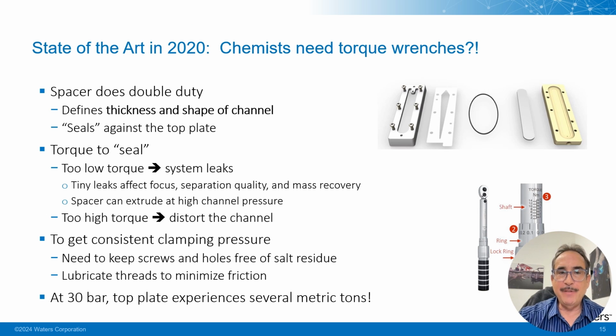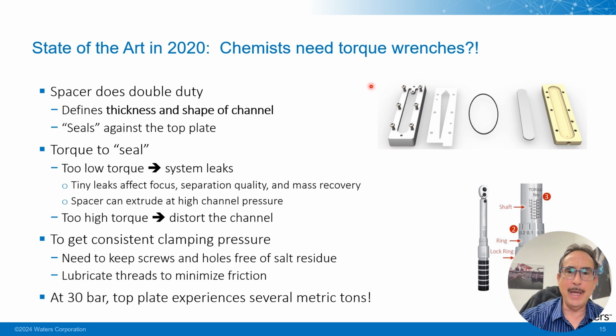So the state of the art in 2020, when we started the development of the Neon Eclipse product, was to try to really simplify and rethink: why are people doing things the way they're doing? We had the luxury of asking questions that people had not asked in a long time, which is, why are you using torque wrenches? Why are you using plastic spacers, and so on?